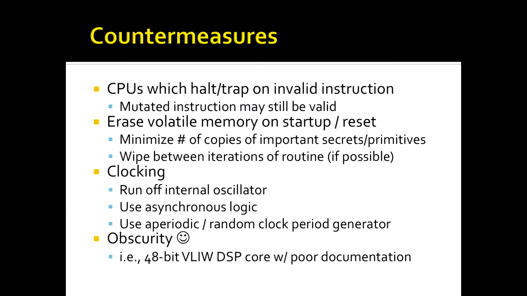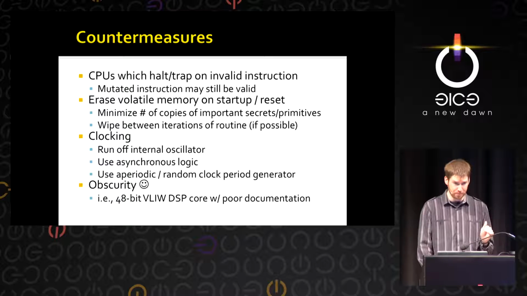You could use a CPU which halts or traps on invalid instructions. However, in the case of the instruction mutation where your jump became an add, the add instruction is still a valid instruction in the table of instructions in that device, so that may not even trigger an invalid instruction fault. So better than nothing though. You could erase volatile memory on startup or reset, just no matter what, as soon as the device comes up, just a good best practice to wipe the memory.